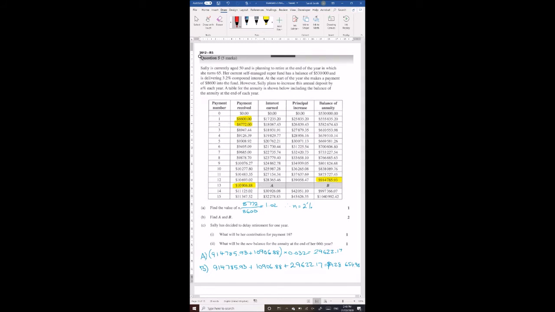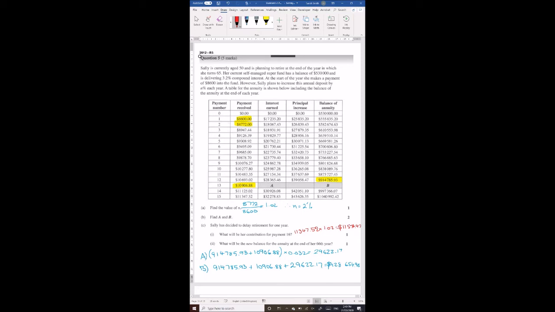So we want to know what her contribution payment is going to be. So how we work that out is we do 11347.52 times 1.02, because remember it's increasing by that 2% each year. So that's going to equal $11,574.47. What will be the new balance of the annuity at the end of her 66th year?